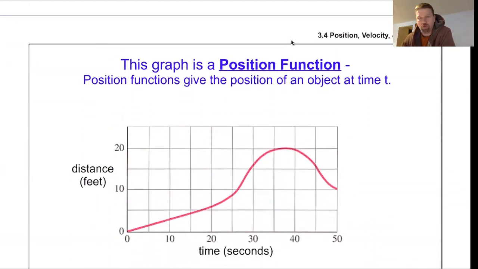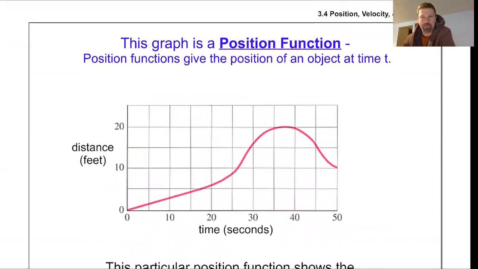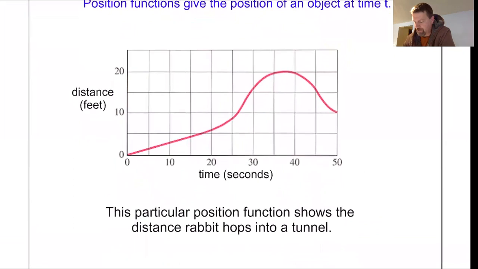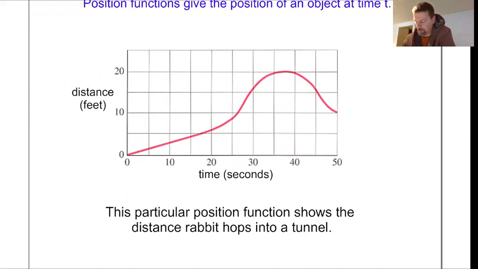First off, I'm going to give you a graph of a position function just so we can wrap our heads around what a position function is. A position function gives the position of an object at any given time. In this particular case, this function shows the distance a rabbit hops into a tunnel. So the rabbit goes into a tunnel and at some point turns around and starts coming out of the tunnel. This is measuring the distance in feet in which the rabbit is in the tunnel, and that's the time in seconds at any point in time that the rabbit is hopping.